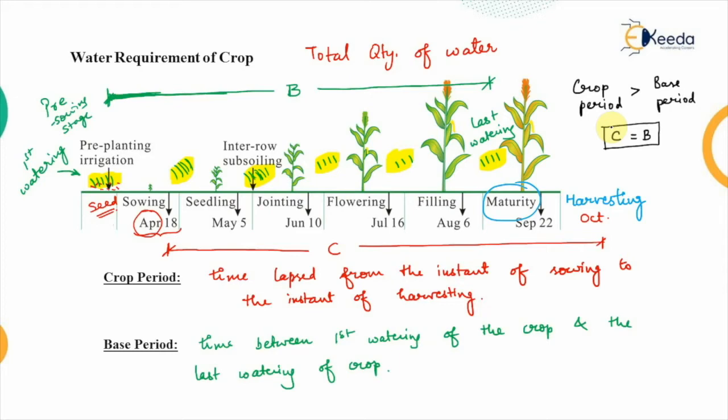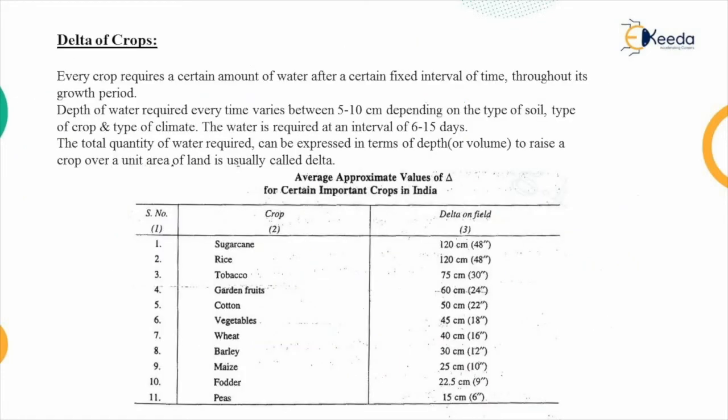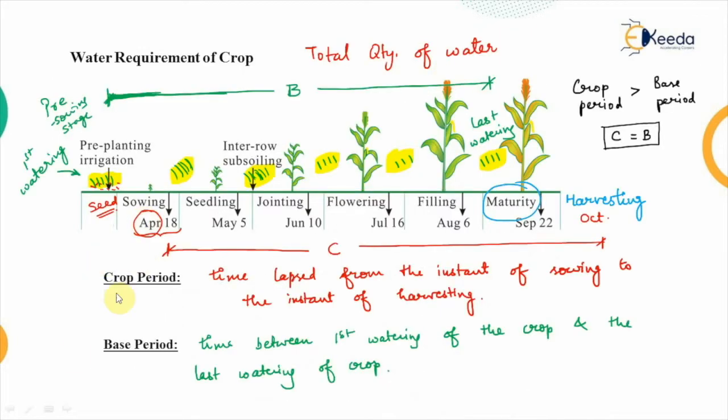Then the next term that comes to our mind is the delta of the crops. But what is this delta of the crop? As we have discussed, every crop requires a certain amount of water, and that water is required after a fixed interval of time. As you can see in the previous image, the water was required before the sowing stage, known as the pre-sowing stage. Then water was required before the seedling stage, that means after this interval of time. Then again after a certain interval of time the water was required again.